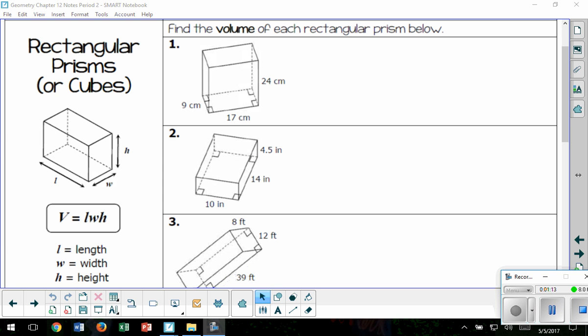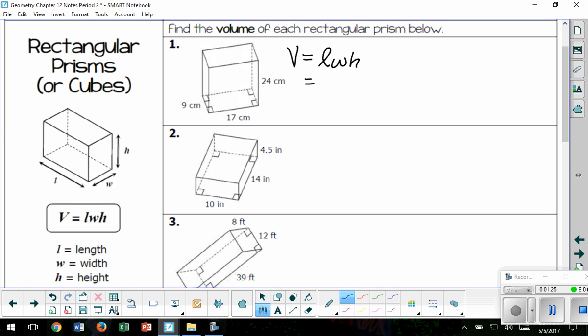So for rectangular prisms or cubes, very, very straightforward. Volume equals length times width times height. Just multiply all of them together. 9, 17, 24. So the volume is 3,672 centimeters cubed. You're just multiplying all three of them together.